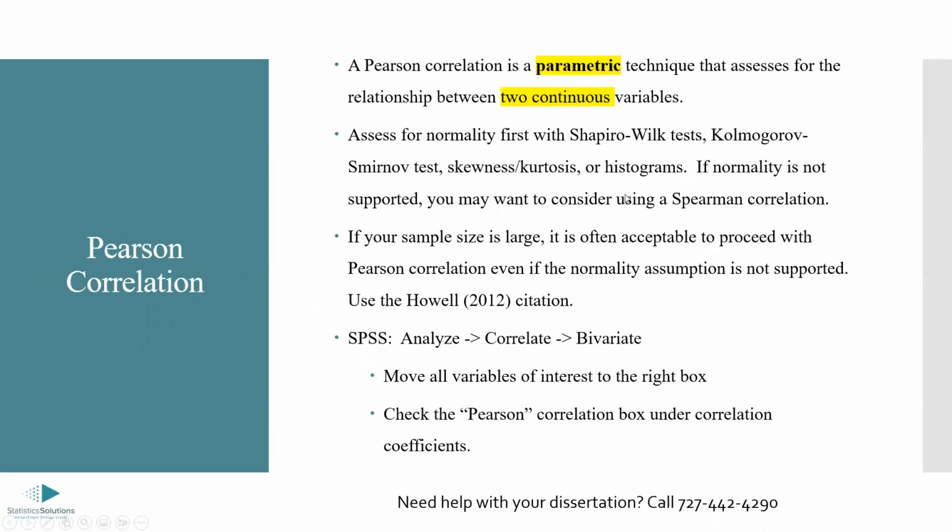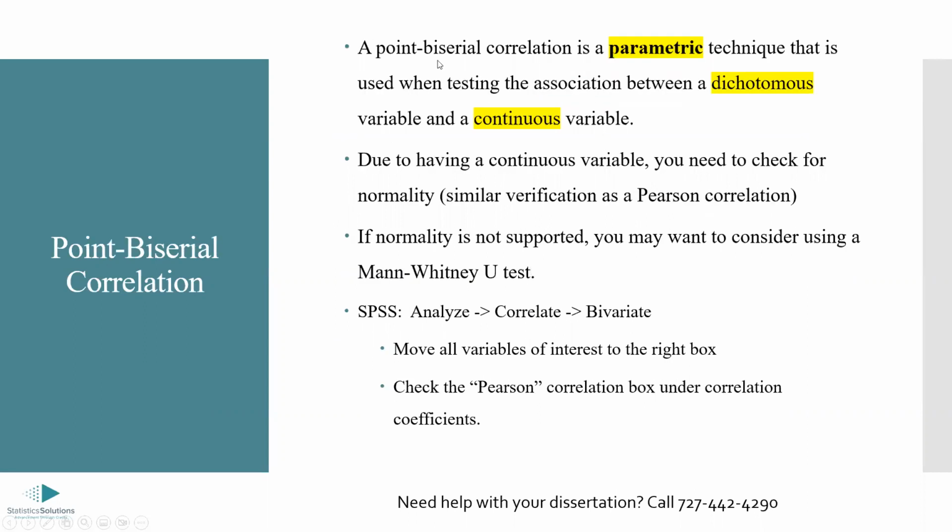Okay, so looking at the Pearson correlation first. Again, this is a parametric technique, and you need to have two continuous variables. The first thing you should do is check for normality. And if normality is not supported, then use your sample size to justify proceeding if it's sufficiently large, or shift to a non-parametric technique, Spearman correlation. Okay, and then I put the instructions in SPSS on how to conduct this. We'll go through an example shortly. I just want to go through all the different options.